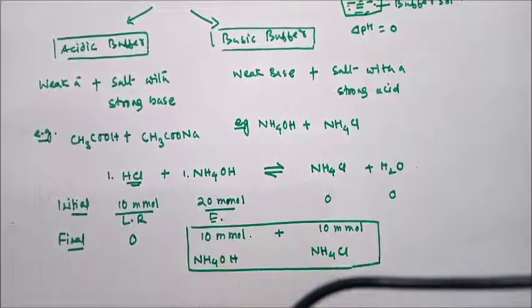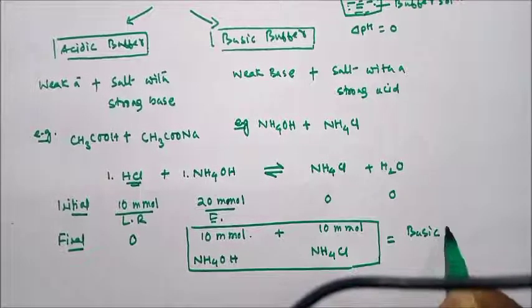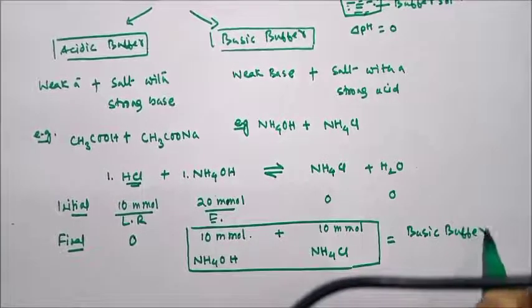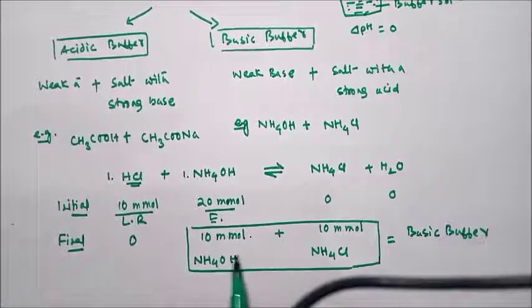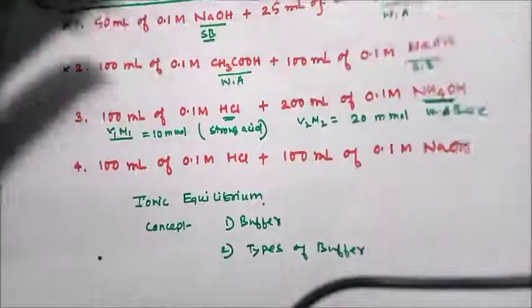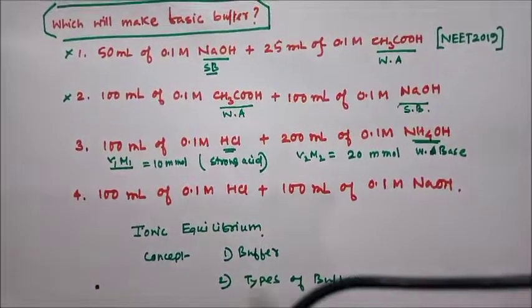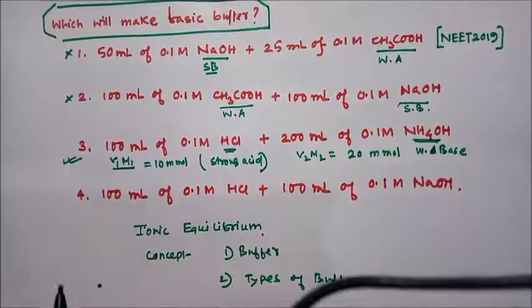So a mixture of these two will form a basic buffer, because this is a weak base and this is a salt of this weak base with a strong acid, so it will form a basic buffer. So out of these four, option 3 will be the correct option.